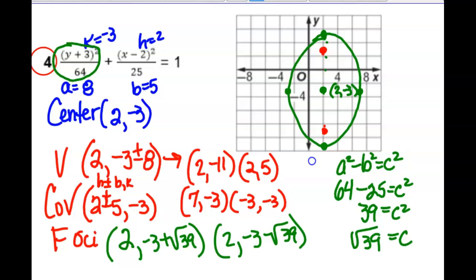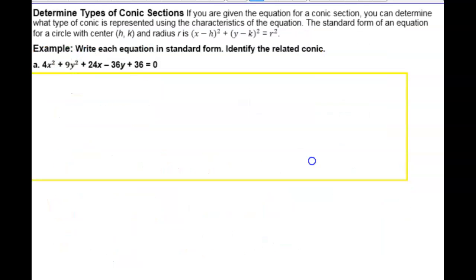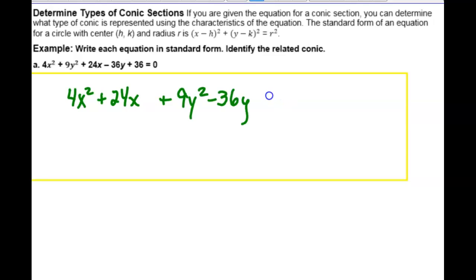Everybody good? All right, now what we're gonna do is we're gonna practice completing the square. I'm gonna do this one as an example for you. We did one yesterday where we had to complete the square with coefficients. You're gonna move the 4x squared and the 24x's together. And then you're gonna move the 9y squared and the -36y together. And you're going to move the constant over to the other side, so it would become what?